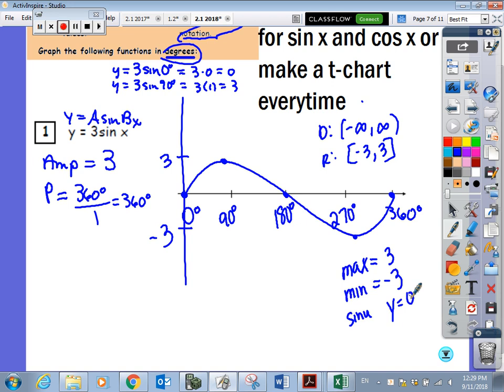Is there anything else on your notes that I'm not covering? Label the max and the min. Okay. Yeah, we won't worry about the max. Don't worry about the max, the min, and the sinusoidal axis.